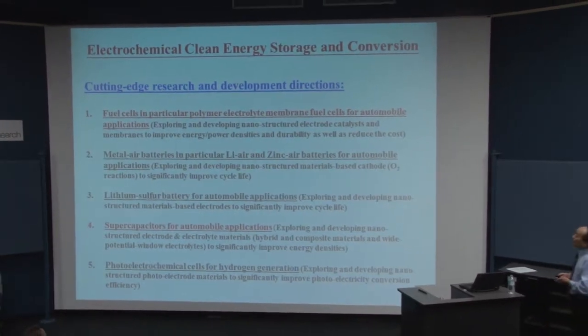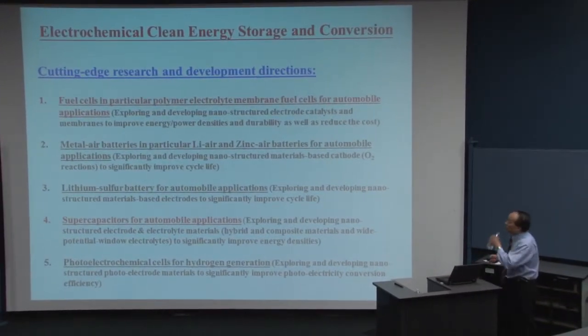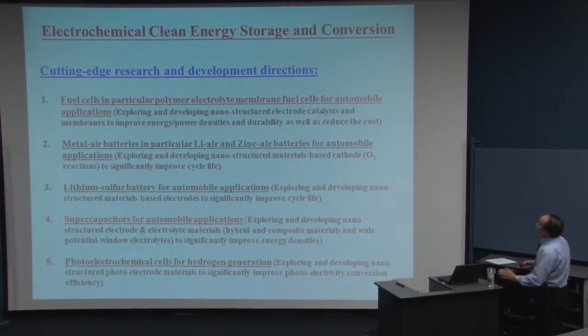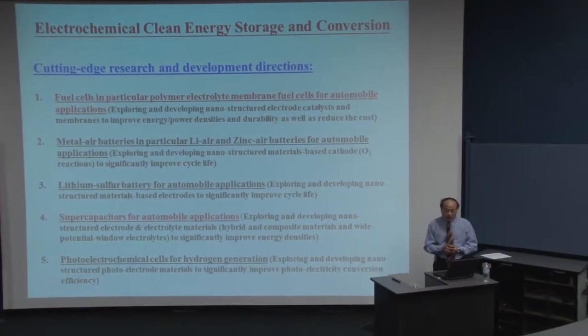For them. Now I give some conclusions about electrochemical clean energy storage and conversion. First, the fuel cell, in particular the polymer electrolyte membrane fuel cell for automobile application. That's one very important direction for researchers and developers. I will give you more about the fuel cell later on. The second direction is metal-air batteries, in particular lithium-air and zinc-air for automobile application. You can see that everything right now is an urgent thing for automobile application.